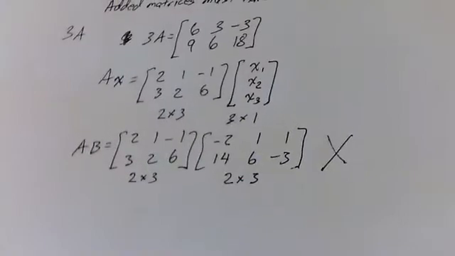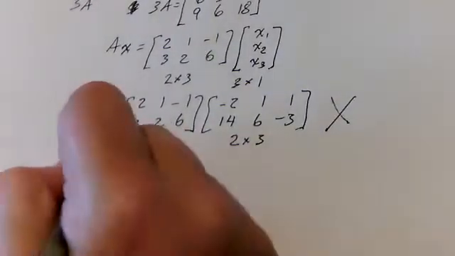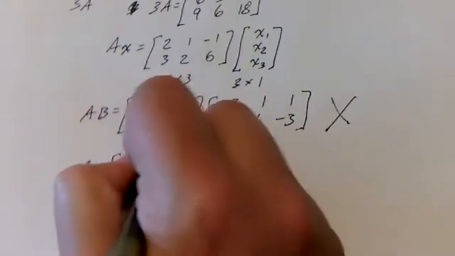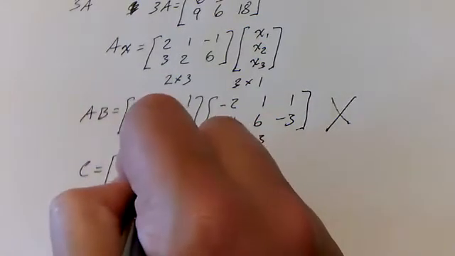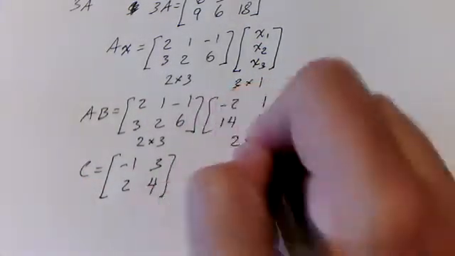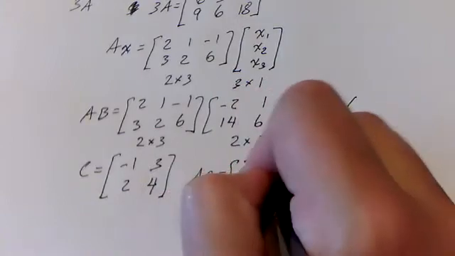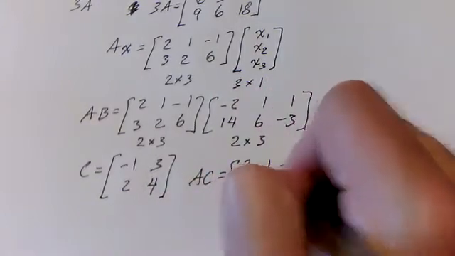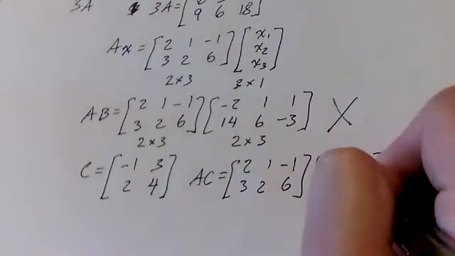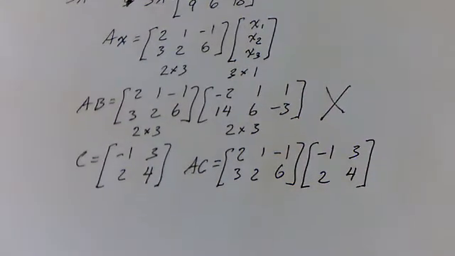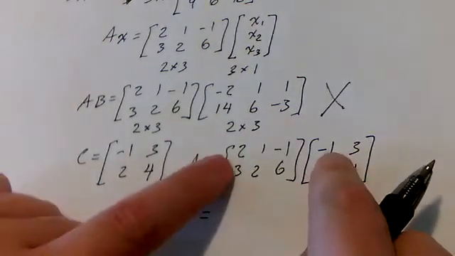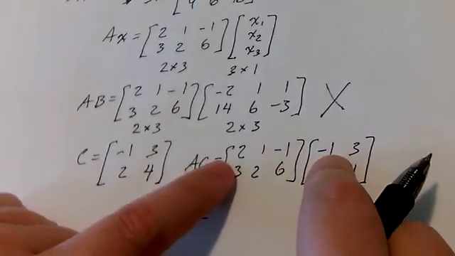So let's make a matrix C. My matrix C is going to be a 2 by 2 matrix. It's going to have negative 1, 3, 2, and 4. Now if I go to multiply A times C, I have 2, 3, 1, 2, negative 1, 6, and negative 1, 3, 2, and 4. So I can multiply these to find AC. I'm going across the row and down the column. So 2 times negative 1.